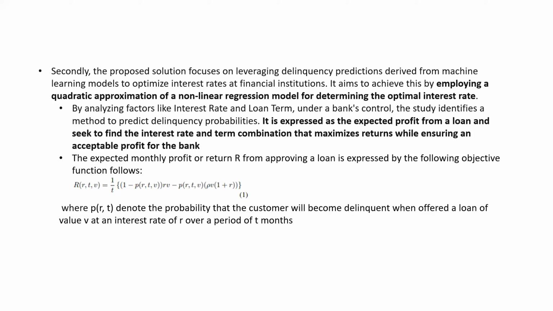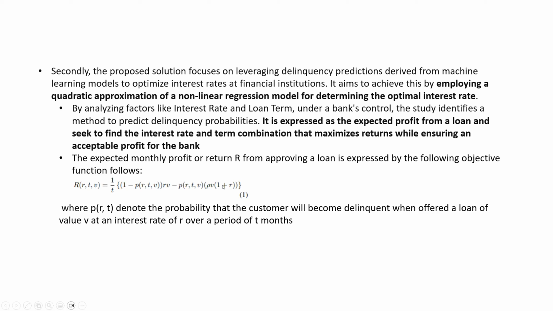But it should be noted that this does not have to be the only parameter. You can also analyze factors like loan term, amount borrowed, and so on as other parameters to be tuned. So by analyzing factors like interest rate and loan term under the bank's control, the study identifies the method to predict delinquency probabilities. It is expressed as an expected profit from the loan, and we seek to find the interest rate and term combination that maximizes the return while ensuring an acceptable profit for the bank, right?